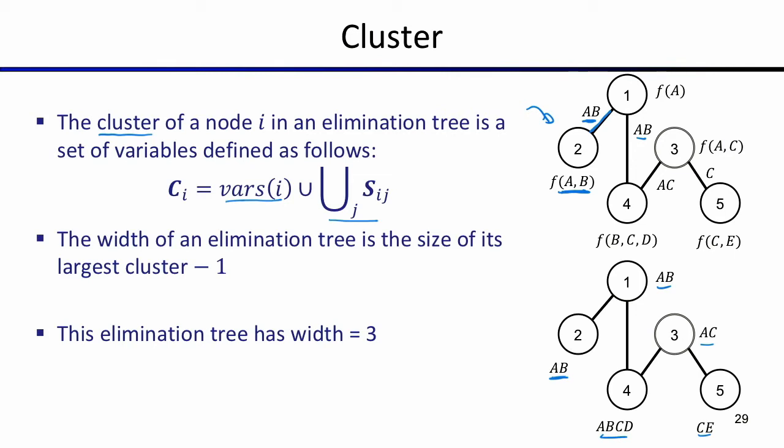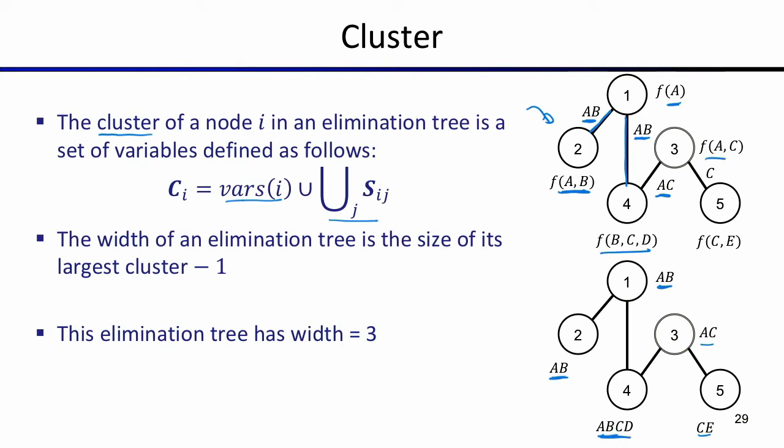For node 1, we have the variable A here in the factor, and the variables AB and AB in the two separators that are connected by edges to node 1. So the union of A, AB, and B is going to be AB. For this node here, we have the factor with variables A, B, C, and D, and we have variables A and B here and A and C here. So it's going to be A, B, C, and D, and that's exactly what is written here.